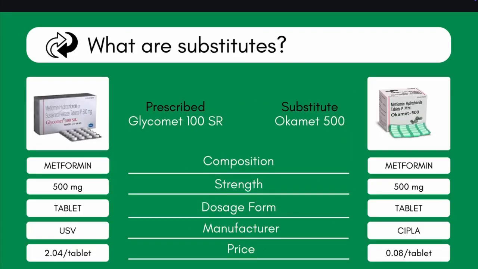So this is one common example where a diabetes patient is taking Glycomet 500 sustained release tablet, where the salt is same, metformin, strength is same, 500 mg, dosage form is same, tablet, and manufacturer is USP, and price is 2 rupees and a paisa per tablet. Instead of that, we suggest Okamet 500 from Cipla, and here the salt is same, metformin, strength is same, 500 mg, dosage form is same in tablet form, manufactured by Cipla, and pricing is 0.8 paisa per tablet. So this really makes a very good difference to the customer's medicine bill.